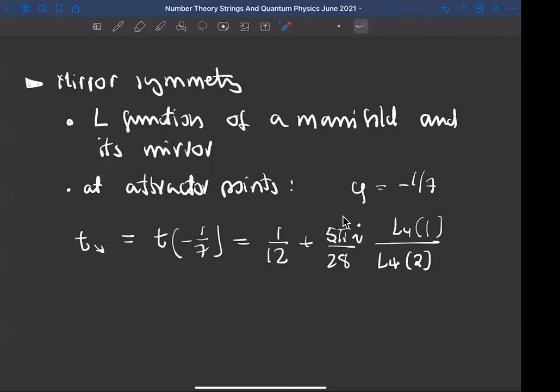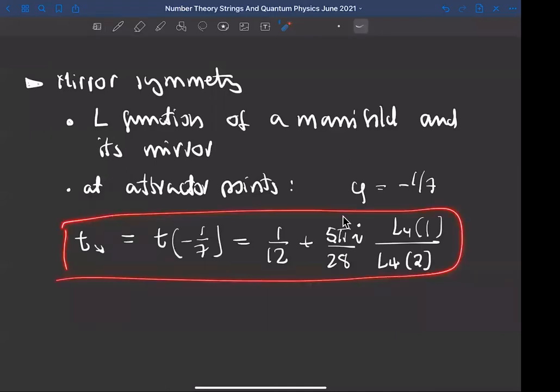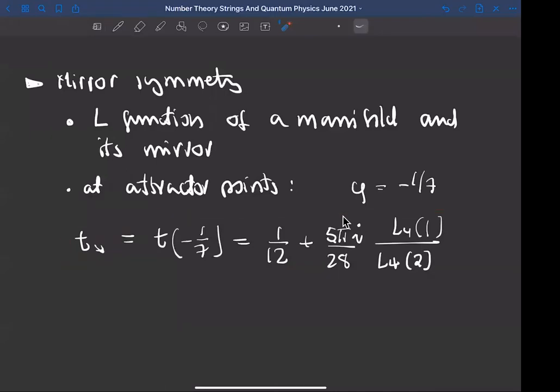There is also, in terms of mirror symmetry, the attractor points. If you write the mirror map, at phi equals minus seven, as I just said, the periods are given in terms of values of the L function. So therefore the mirror map is just a rational function of the periods, right? So it's also given in terms of values of the L function. So it will be very interesting to understand this in the light of mirror symmetry, or to think about this in terms of mirror symmetry too.